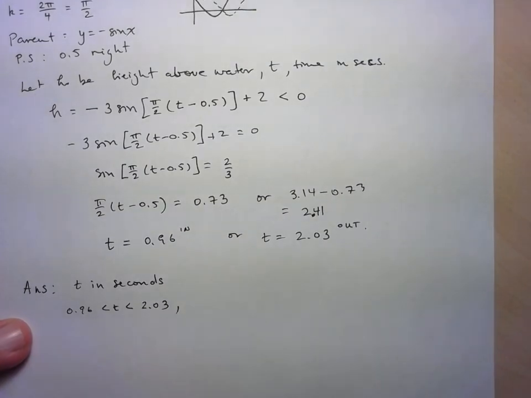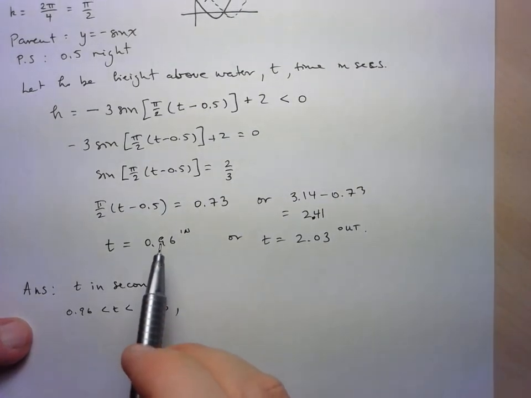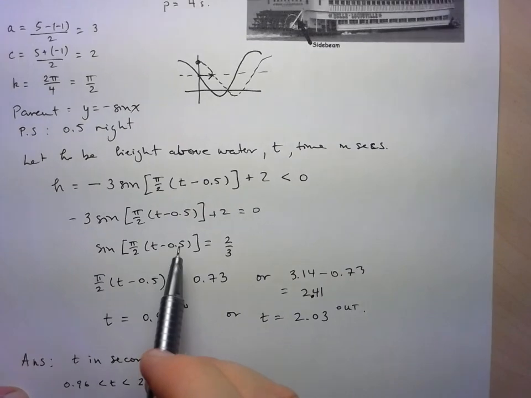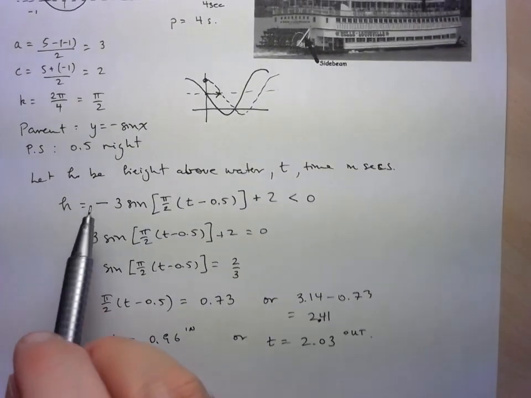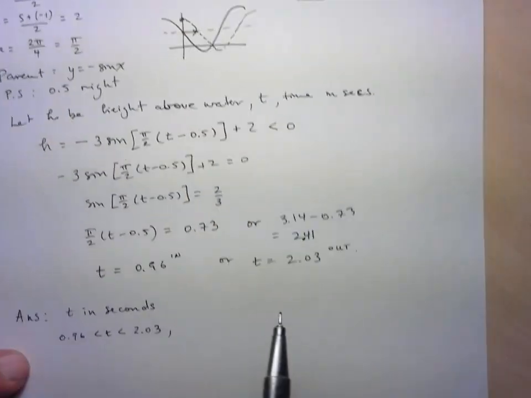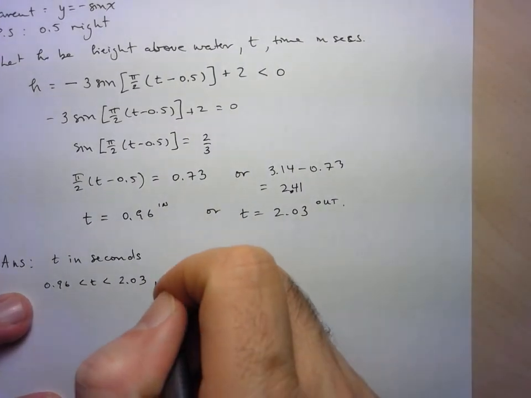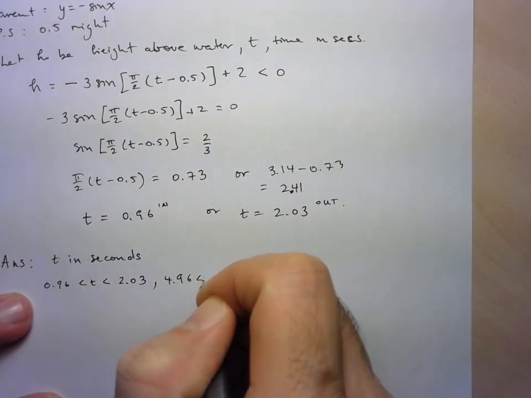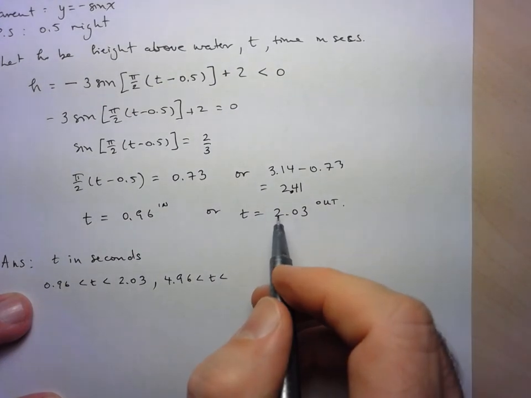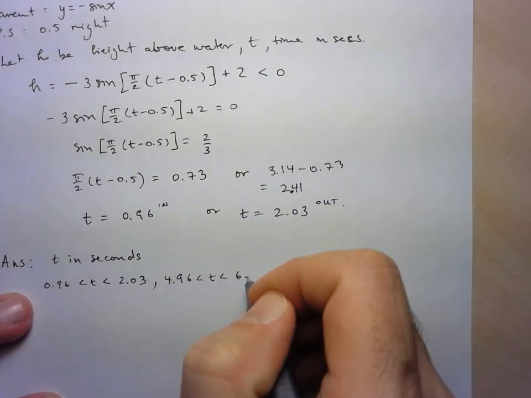The next time, so remember, what's the period? The period is equal to, where's our period? We wrote it down somewhere. There you go, it's 4 seconds. So I'm going to add 4. The next time it goes in the water is going to be 4.96, less than t, less than, the next time it comes out of the water is going to be 6.03.